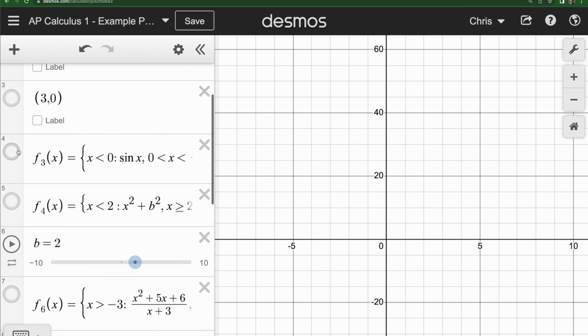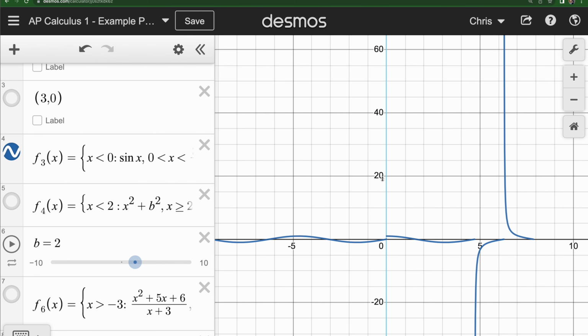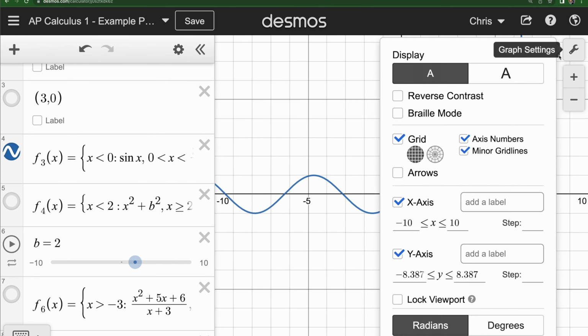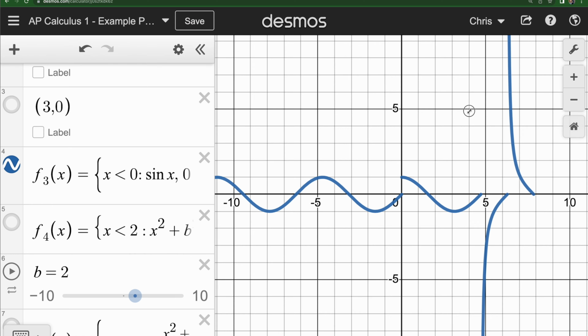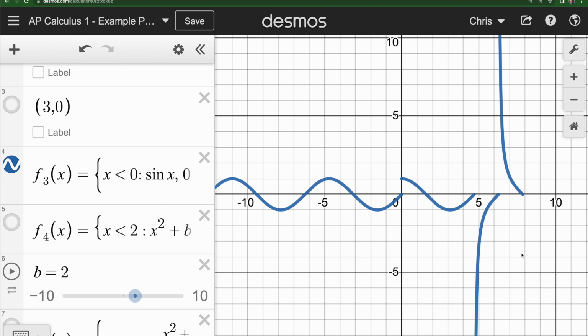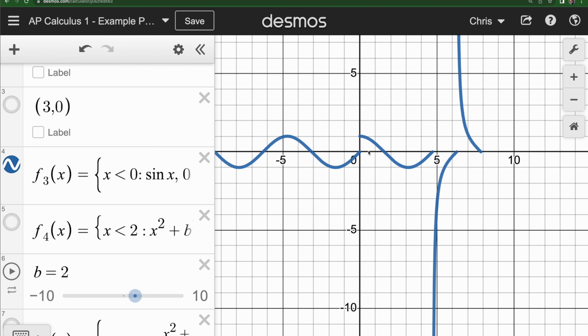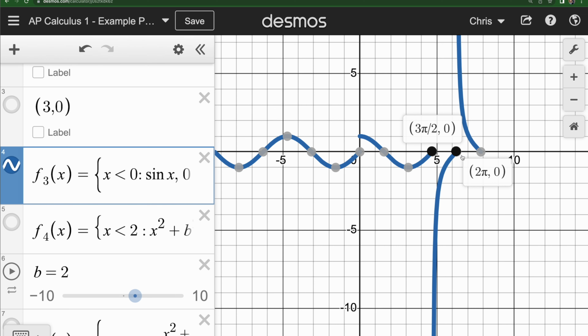Number 3, though, this one, crazy looking function here. Let me default zoom, blow this up a little bit. You can see exactly what's going on in each of the intervals. You can see at 0, there's a jump. At whatever this value is right here, 3 pi over 2, there's a jump. And then at 2 pi, there's an asymptote there. So that helps drawing a picture of it. But you also should be able to know how to do it without a calculator as well.